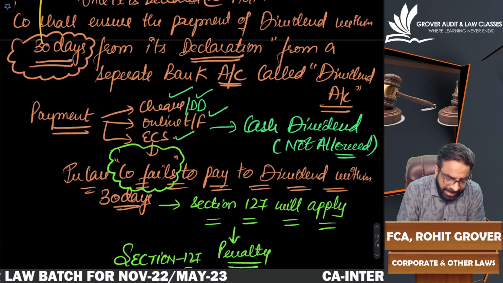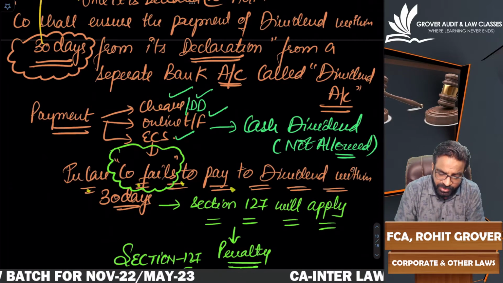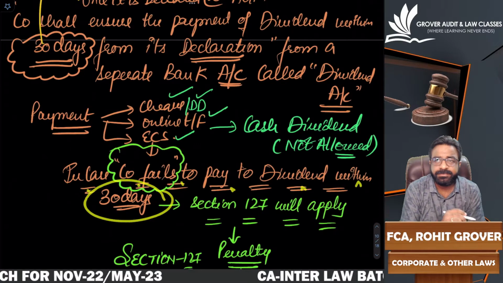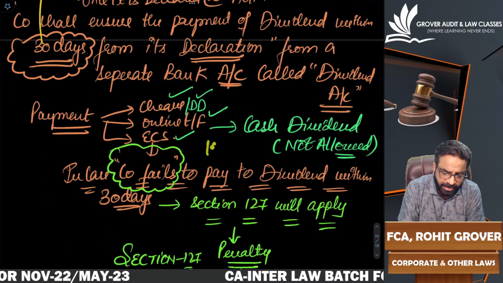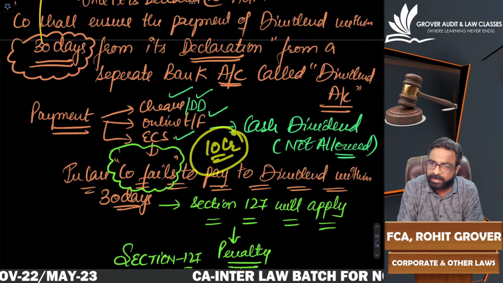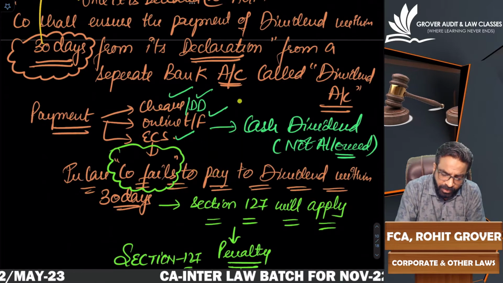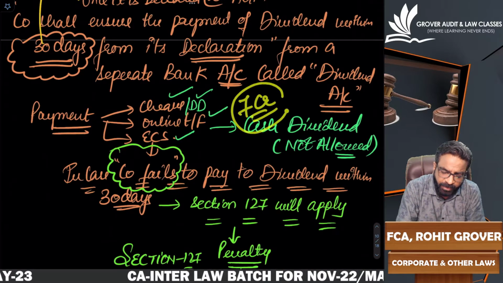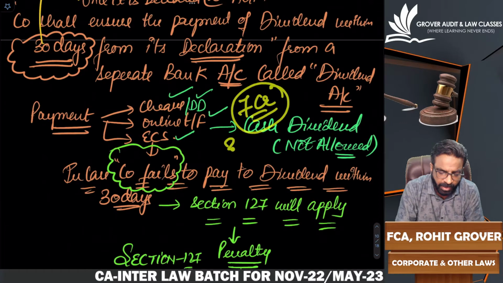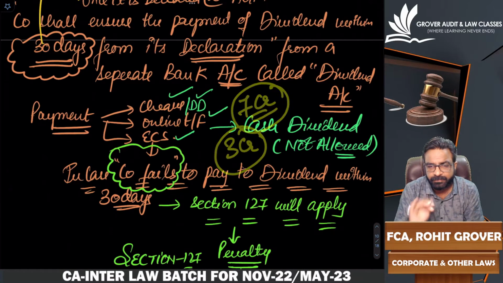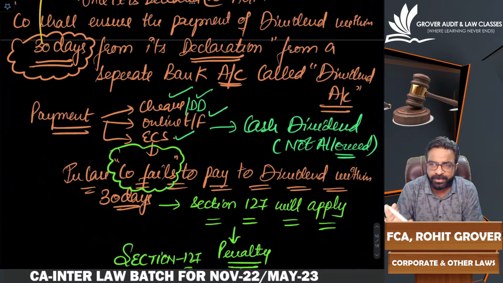In case the company fails to pay the dividend within how many days? 30 days. Say, for example, the company has to pay 10 crore dividend. Now, out of 10 crore dividend, the company is only able to pay how much? 7 crore. How much is pending? 3. Now tell me, is it the company's fault or not?